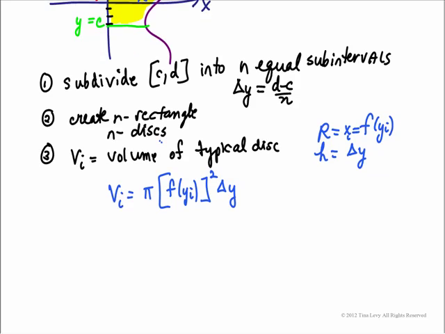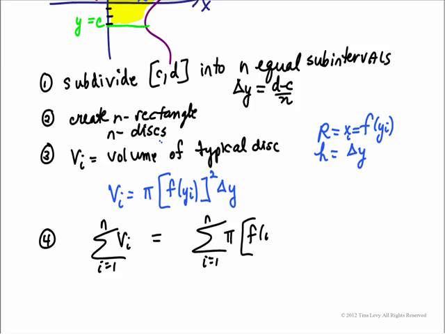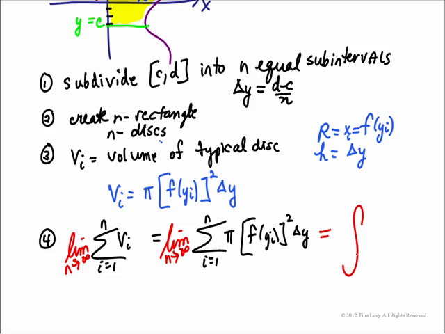So finishing this up, of course, everyone, we're going to sum these up as i goes from 1 to n, and that is the sum from 1 to n of pi f of y sub i squared delta y. But that's just the sum of n disks. We want the actual volume, so we have to take the limit as n approaches infinity, because we don't want just the volume of n disks, and that is our definite integral.